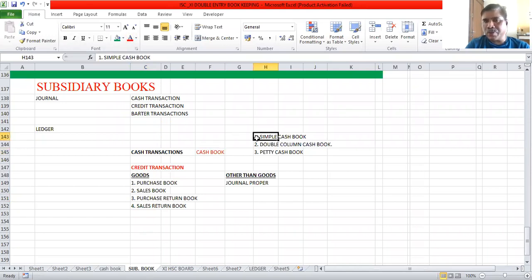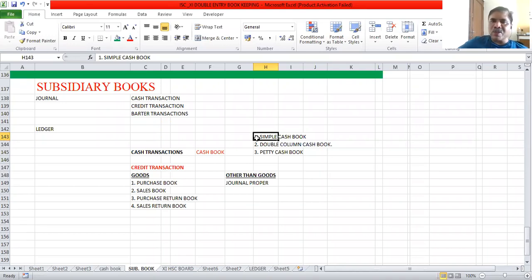The simple cash book is usually maintained by small organizations. Otherwise, most organizations maintain the double column cash book. This is the cash book which combines the cash account and bank account. They merge them together and maintain it. Nowadays, it is very easy to maintain under different software. Maybe you call it Tally software, maybe SAP.